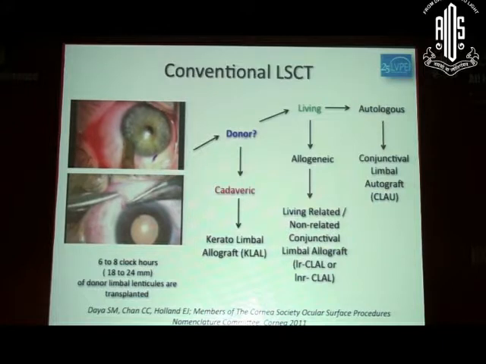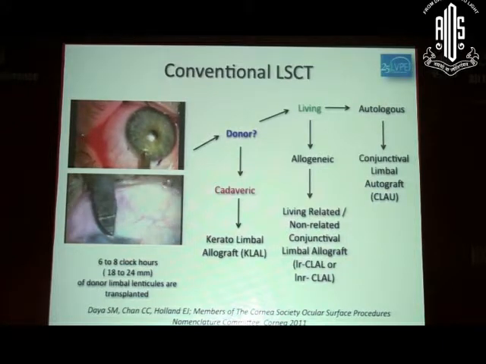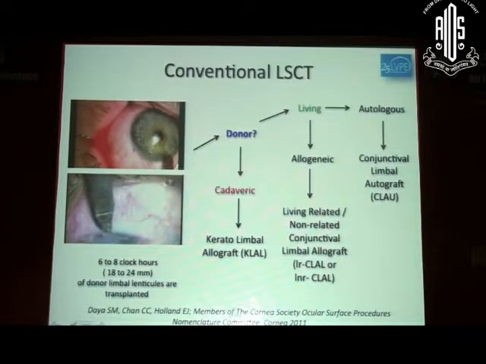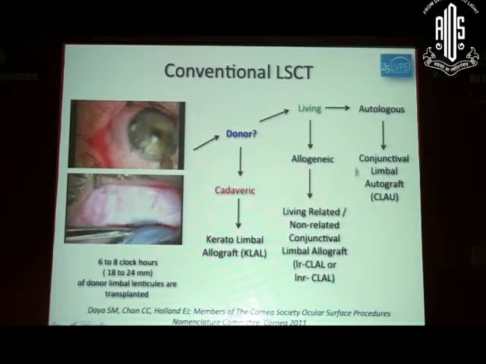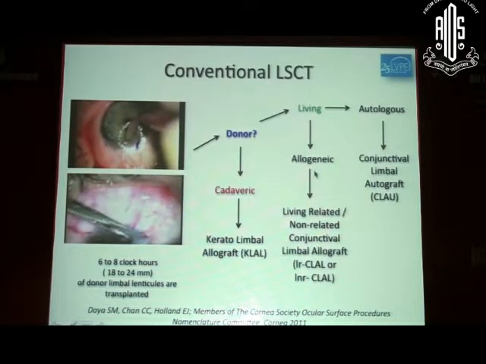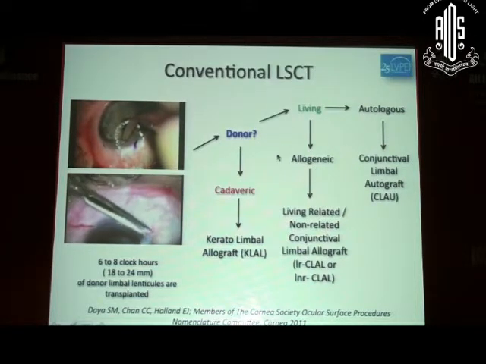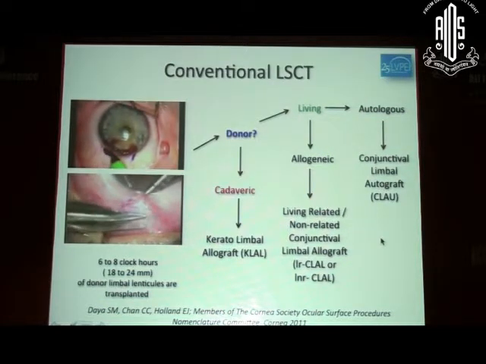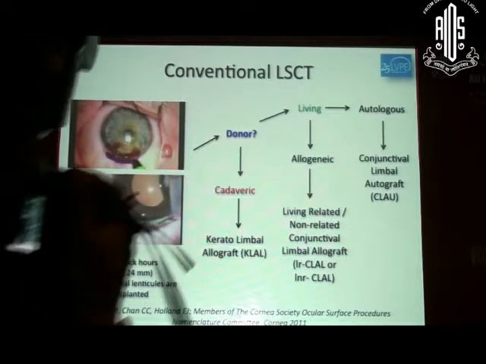It depends on where you take the donor, whether the donor is living or cadaveric. If the other eye is healthy, then usually you take it from the other eye, where it is autologous. This technique is called conjunctival limbal autografting. If you take it from a living donor, then it's an allogenic transplant. This can be living related or unrelated, so it can be somebody who's related to the patient or somebody who's unrelated.